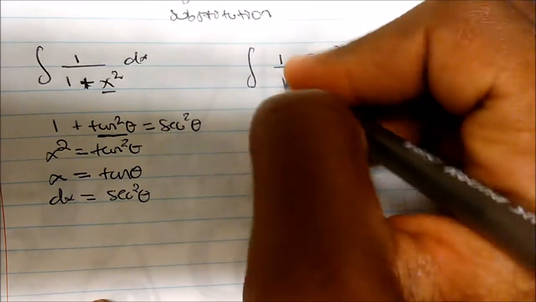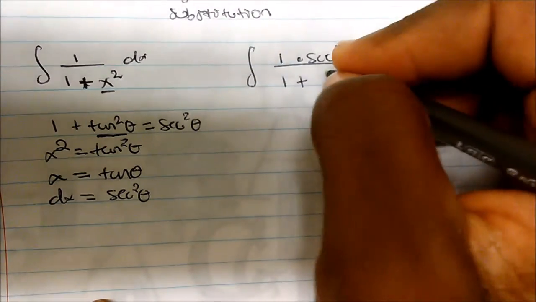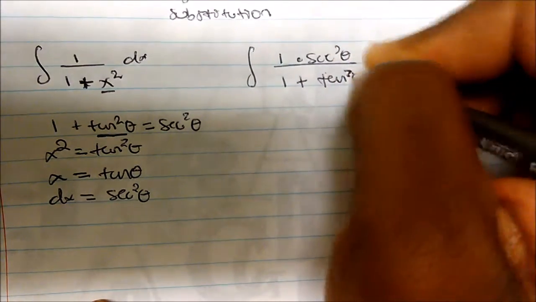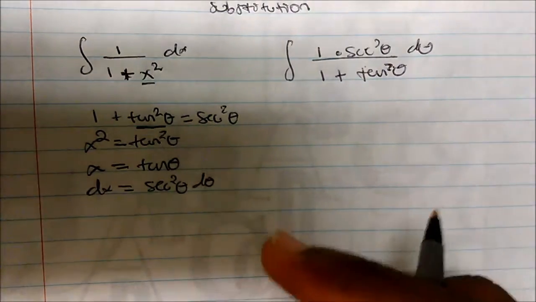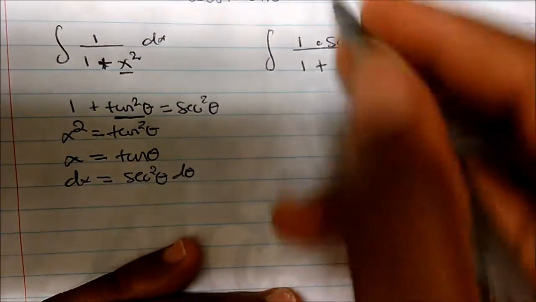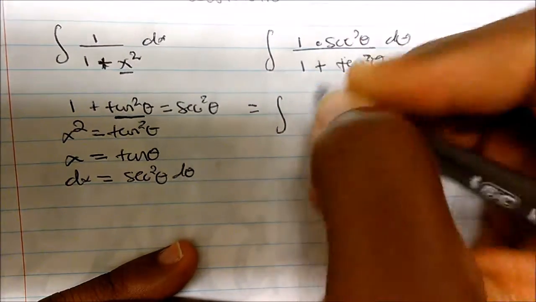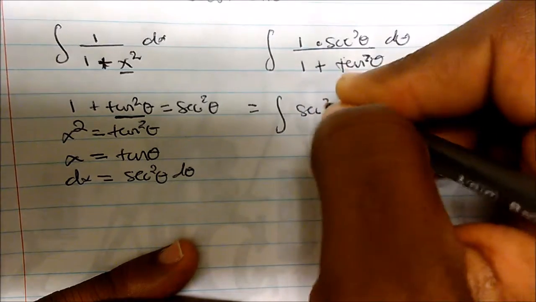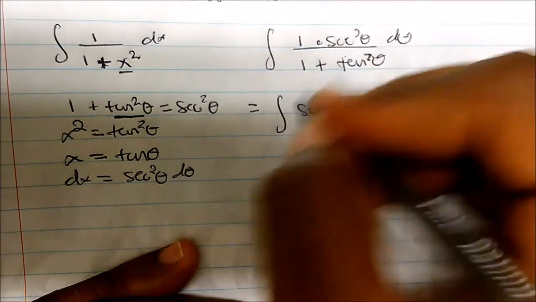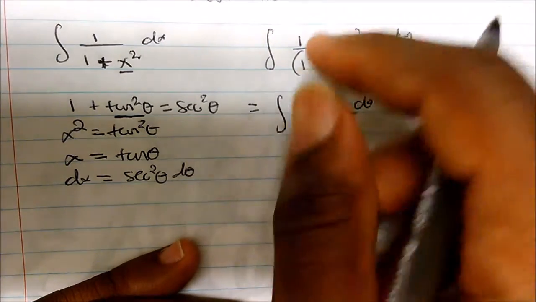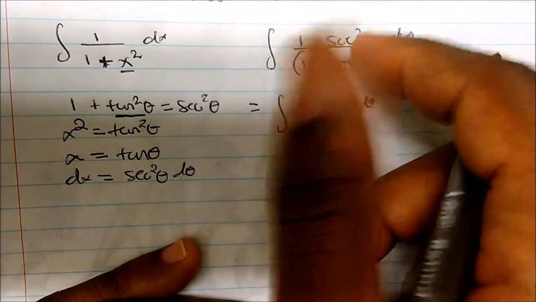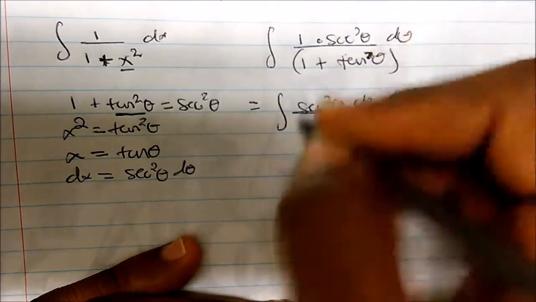Okay, and we're going to divide that by 1 plus, well, x squared is tangent squared of theta. And this is a d theta, so I forgot my d theta here, okay? And so the new integral becomes like this. And so if I look at this, well, this becomes secant squared of theta d theta over, well, I'm always going to look for identities in the denominator. And so 1 plus tangent squared of theta is actually secant squared of theta.